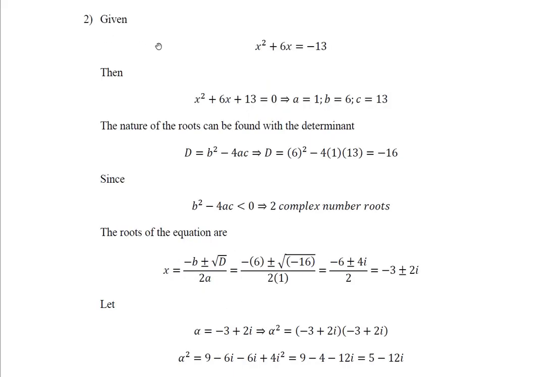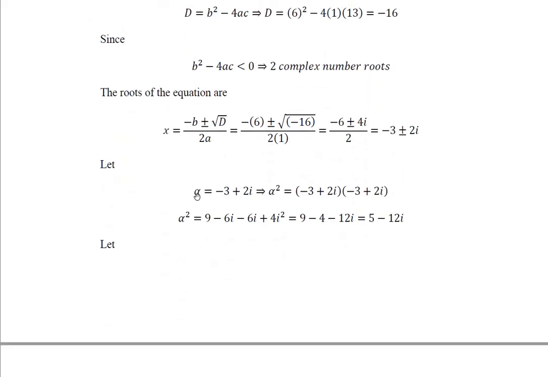Number 2. Given x squared plus 6x equal minus 13, then x squared plus 6x plus 13 is equivalent to 0. It implies that a is equivalent to 1, b is equivalent to 6, and c is equivalent to 13. The nature of the roots can be found with the discriminant. D is equivalent to negative 16, and in this case, it means that we have two complex number roots. The roots of the equation are x equal to minus 3 plus or minus 2i.